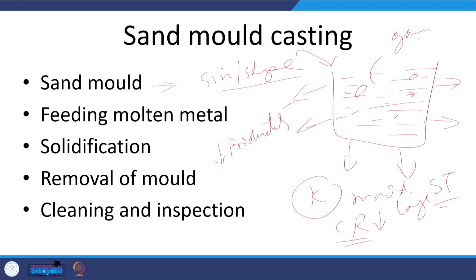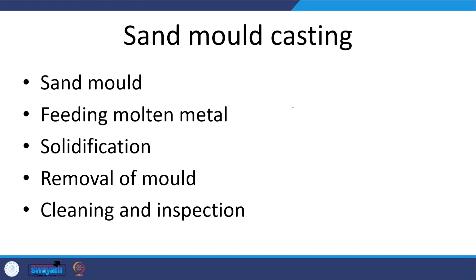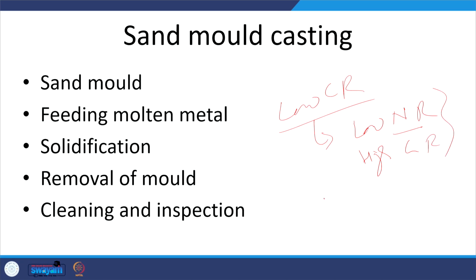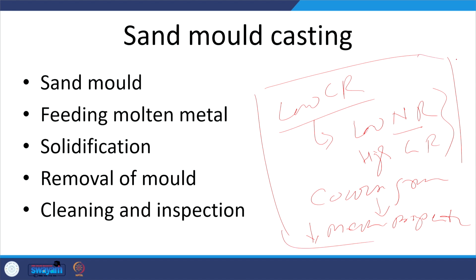This is one aspect. Apart from that, when we work with low cooling rates being experienced by the molten metal, this promotes a low nucleation rate and a high growth rate, and this combination results in a coarse grain structure. If we have a coarse grain structure, then the mechanical properties of the casting are compromised. So this is how our sand mold will be affecting the casting characteristics.